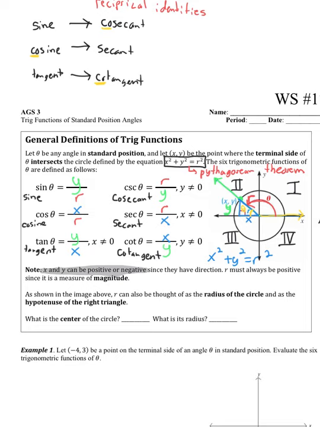But r, the radius, is always, always, always positive. Radius is always positive because it's a measure of a magnitude. You can't have a negative radius of a circle. So that will always be a positive value. Okay, so r can be thought of as the radius of a circle or the hypotenuse of the right triangle. Both ways would be correct for thinking about it. The center of the circle is 0, 0, and the radius is r. Whenever we're doing these circles, the center is always going to be 0, 0, and the radius is going to be r.